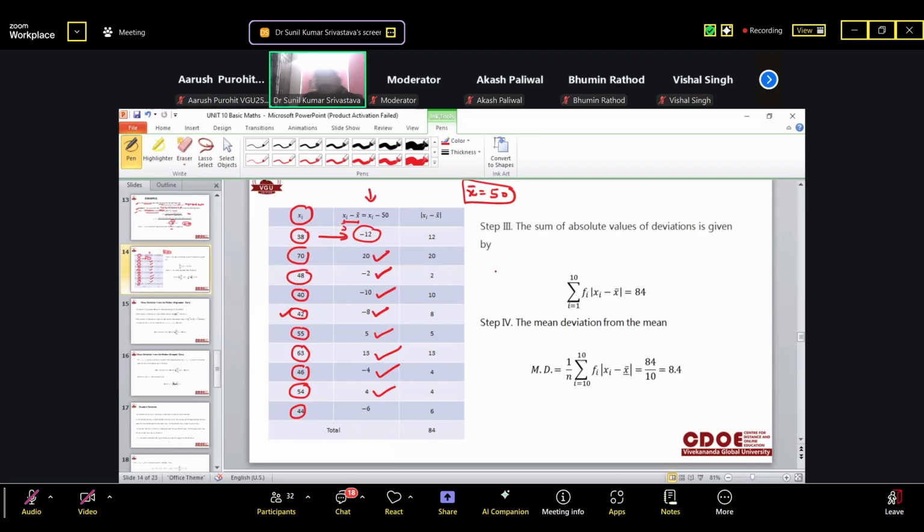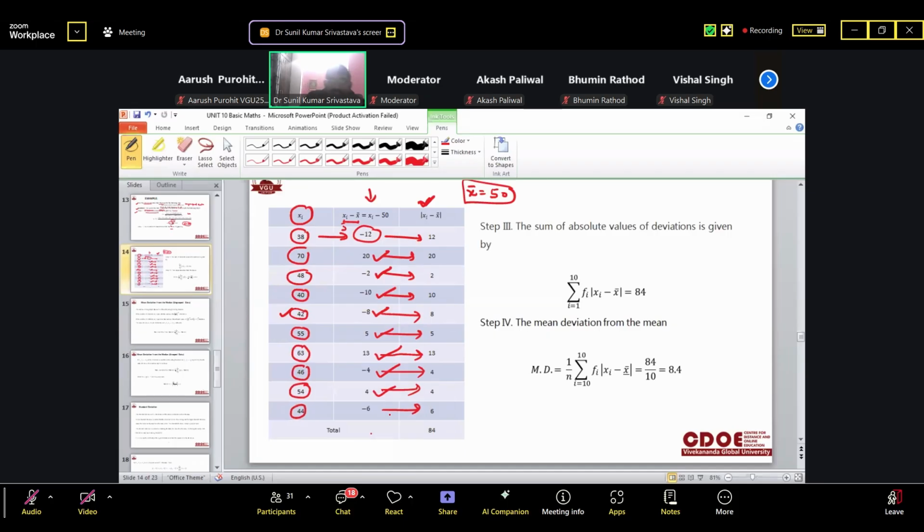In the next step, we also prepare a table in which we take the absolute values. All the values taken should be positive, not negative. So here we have minus 12, it becomes 12. 20 is already 20. Minus 2 becomes plus 2. Minus 10 becomes plus 10. Minus 8 becomes plus 8. Plus 5 is also plus 5. 13 is taken as 13. Minus 4 is taken as plus 4. Plus 4 is taken as plus 4. Minus 6 becomes 6.